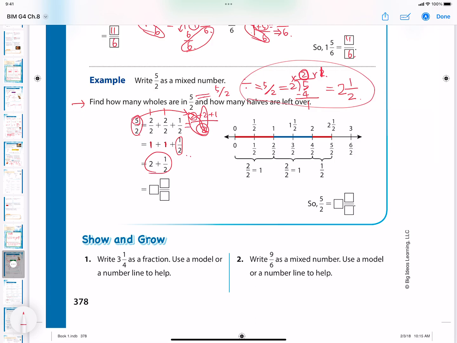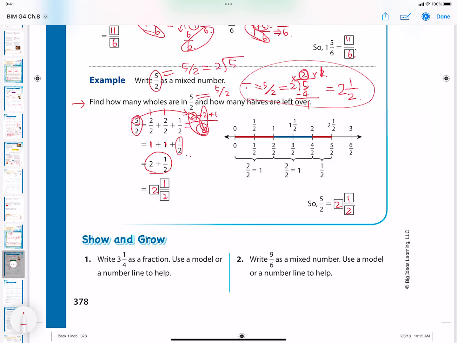Lego block, just stick it together. Boom, 2 and 1/2. Okay, so this 5 over 2 is what? 2 and 1/2. Simply, we know how to divide. Okay, we learned division, so just do this. This is equal to what? 5 divided by 2.